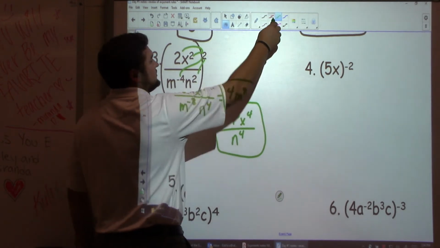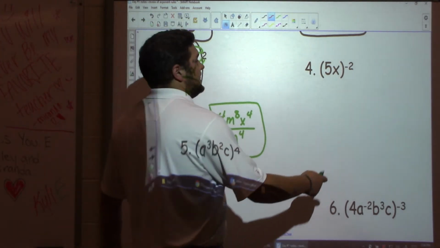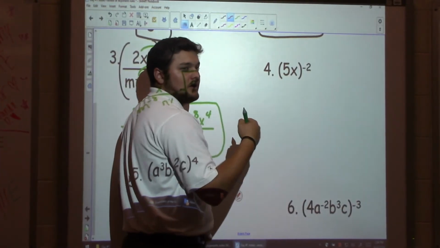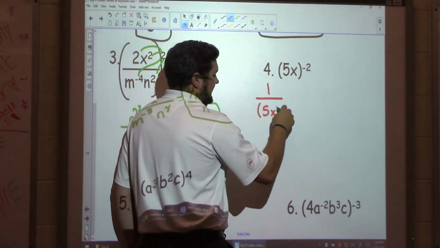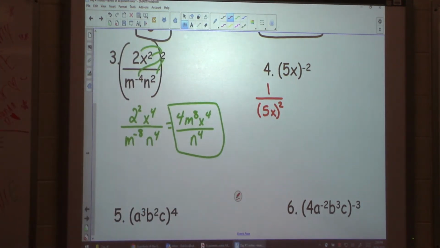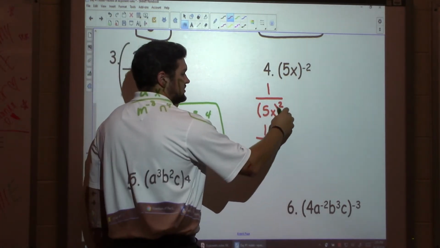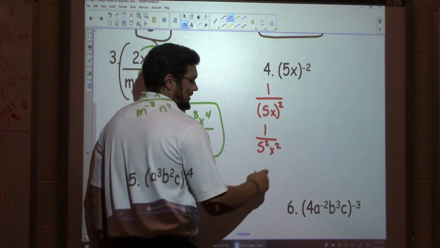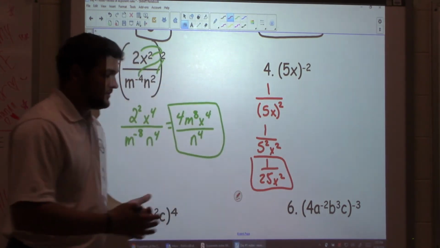Number 4, there's 2 different ways to do number 4. The first way is the way I would suggest doing it and the way that I will do it most often. But I will also show you the other way. So the first way you can do it, take the whole expression that's raised to the negative 2 power and bring it into the denominator. Make it 1 over 5x to the positive 2. Take the whole expression and make it a positive exponent. So then it becomes 1 over, that 2 goes to both of these, so 5 squared x squared, or 1 over 25x squared. And that's your answer.